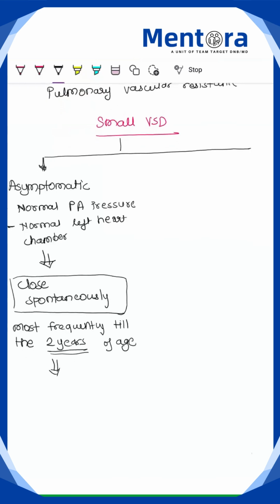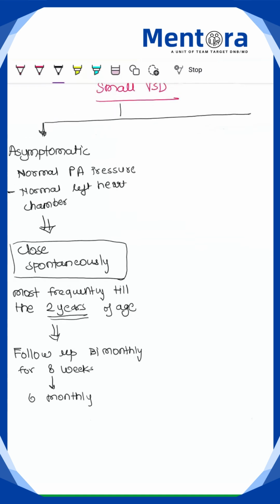So till then, what we have to do? We should follow up the child bi-monthly for 8 weeks. That means for 2 months. And then we should follow up 6 monthly till the age of 2 years. Most of the small asymptomatic VSD close by 2 years of age. And till then we should follow up the child.